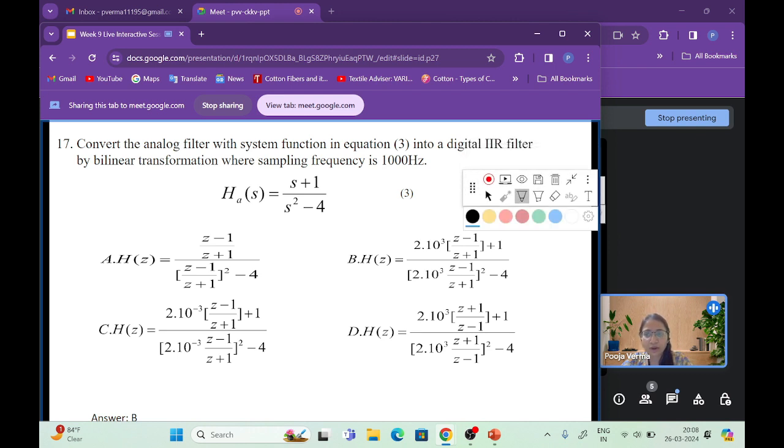Okay, so now the other question is: convert the analog filter with system function in equation 3 into a digital IIR filter by a bilinear transformation where the sampling frequency is 1000 Hz. So here the sampling frequency is given as 1000 Hz, fs is given as 1000 Hz.